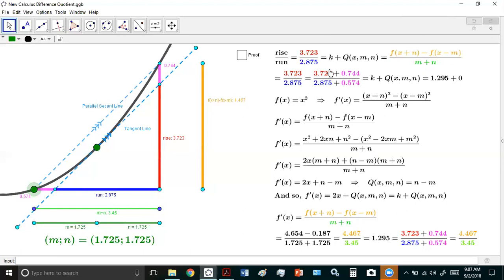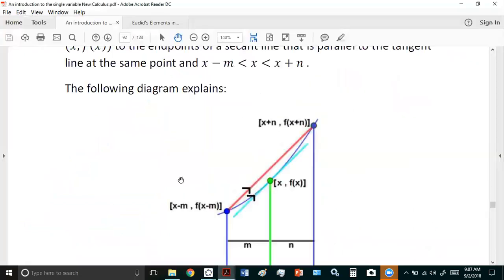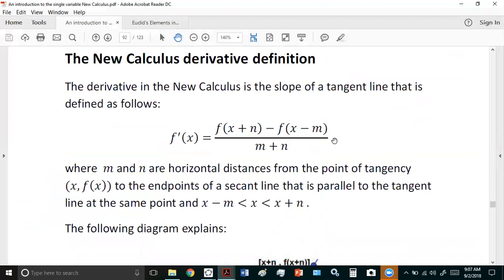So this here is the definition of the new calculus derivative. Now, I stated it like this, but you could also have on the side here plus q, x, m, and n, because it's equal to 0 anyway. So ultimately, it would be f prime of x is equal to f prime of x plus q, x, m, n.